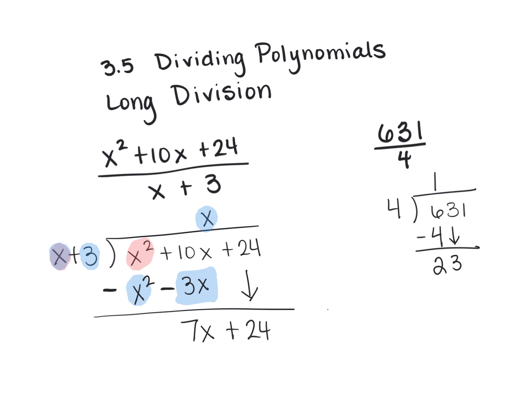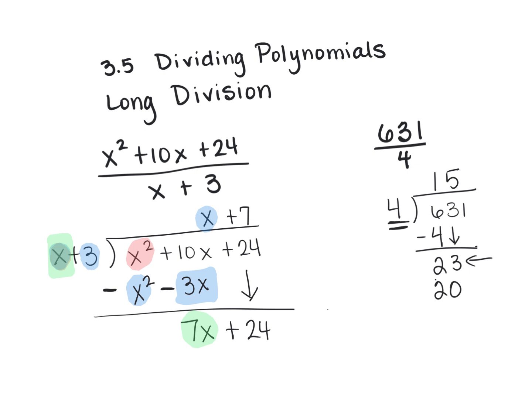At this point, I am going to flip back over to the numeric one. So now I'm asking, how many times will 4 go into 23? So 4 goes into 23 5 times. So for us in the polynomial section, we're going to have to ask, how many times will 7x be divided by x? So 7x divided by x is going to give me a 7 right here. And in the same way that we have the 5 in the one on the right, we do 5 times 4, and that gives me 20.